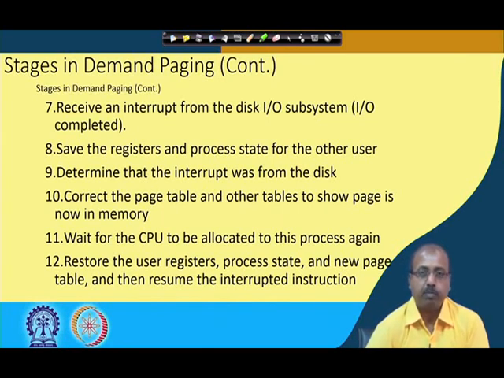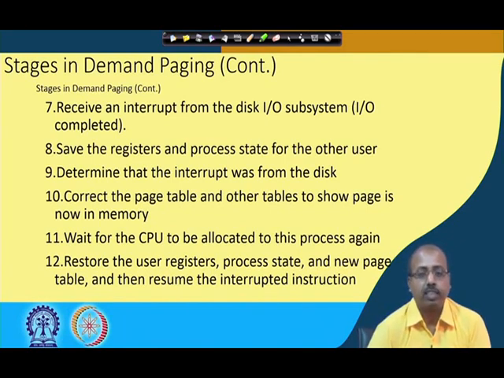Now, the frame number to which the page has been copied is noted down in the page table, and the page table entry is marked as valid. So, the page table and other tables are corrected to show that the page is now in memory, and then the process is in the ready state. It was in a blocked state. When the page table has been corrected, the process makes a transition to the ready state.